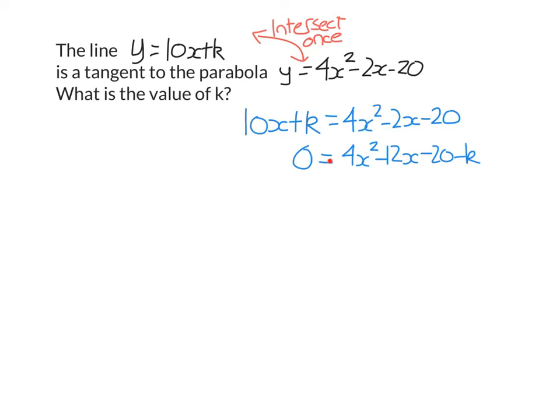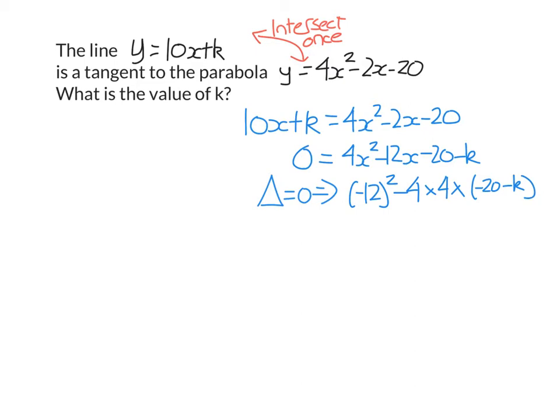So if this equation has one solution, then there will only be one point of intersection. If it had two solutions, there'd be 2 points of intersection. So I'm saying, what is the value of k such that this equation here has only one solution? Remember, there'll only be one solution if the discriminant is equal to 0. So that would imply that b squared minus 4ac equals 0, where b is minus 12. So c is this term here, it's minus 20 minus k.